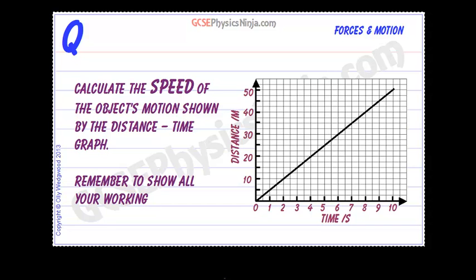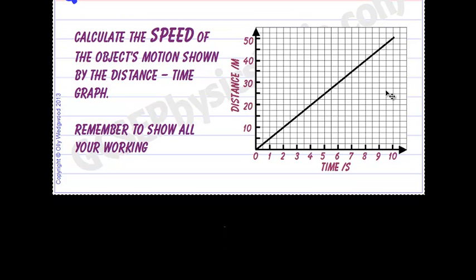How do we work out the gradient? Well, that is done by drawing a triangle and working out the change in the y, the vertical change of one side of the triangle, divided by the horizontal or the x change. So let's do this calculation now for this graph.